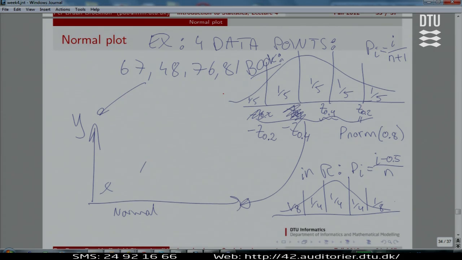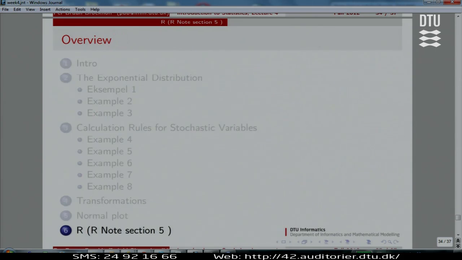So I mean, both are okay. It's not like one is wrong and one is correct. And in this course, both are okay, right? It's just to explain to you, if we use this definition and then use these percentages, we get exactly what R is producing for us automatically, right? That's what is going on with doing a normal plot.